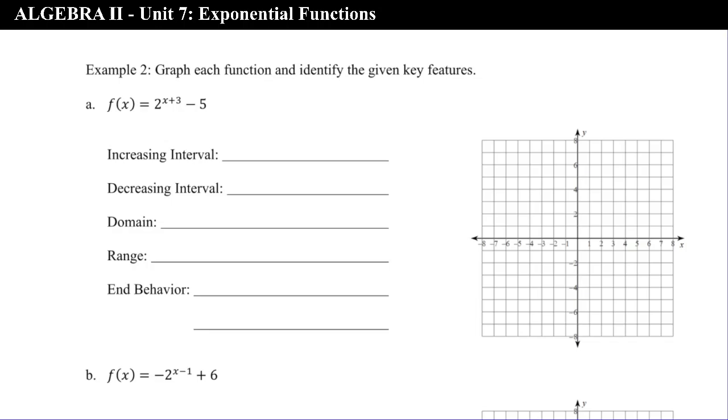So I'm going to actually move my axes by those amounts. So if we're moving left 3, I'm going to move my y-axis to the left 3. And I'm just going to draw it here in green. And we're going to move our x-axis down 5, which would place it here. We've got no stretch, we've got no compression, we've got no reflection.